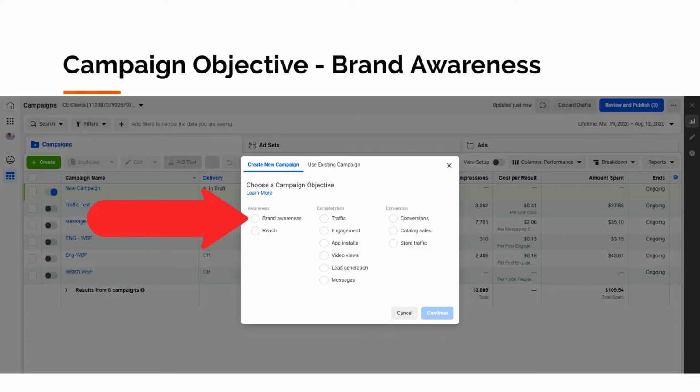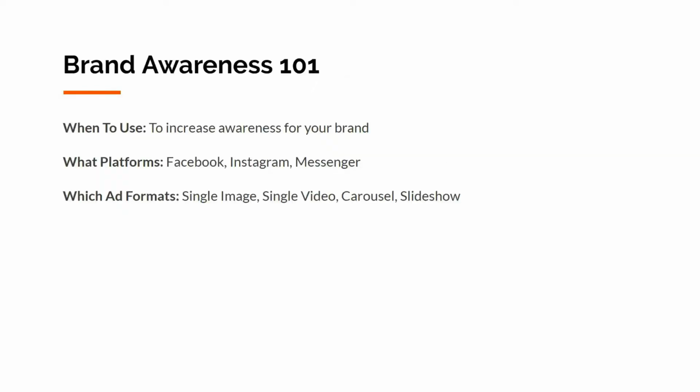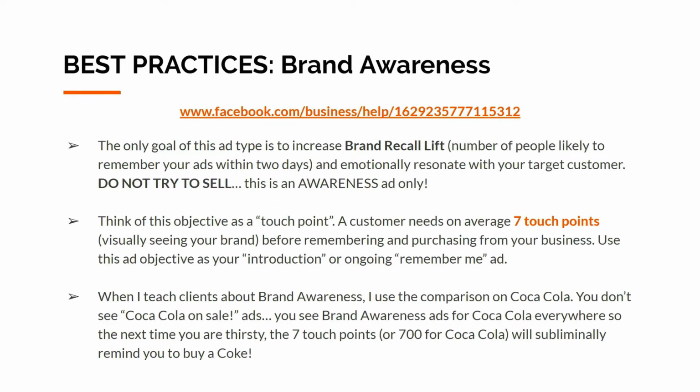First, brand awareness. So our first objective, brand awareness. So when to use this? To increase awareness for your brand. You can do this on the platforms Facebook, Instagram, or Messenger. With the formats, single image, single video, carousel, or slideshow. The only goal of this ad type is to increase brand recall lift. This is the number of people likely to remember your ads within 2 days, as well as emotionally resonate with your target audience.